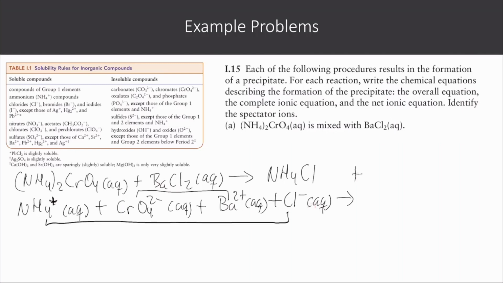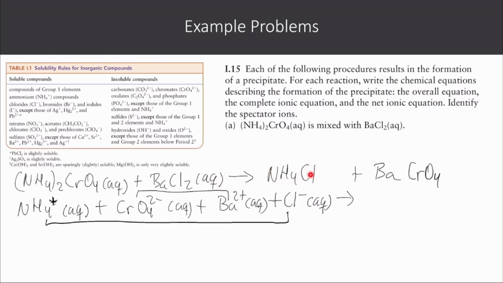And then the second one is barium chromate. Barium has a 2+ charge and chromate a 2-, so when they cross, they cancel each other out, and we get a 1-to-1 ratio. So let's check the solubility.